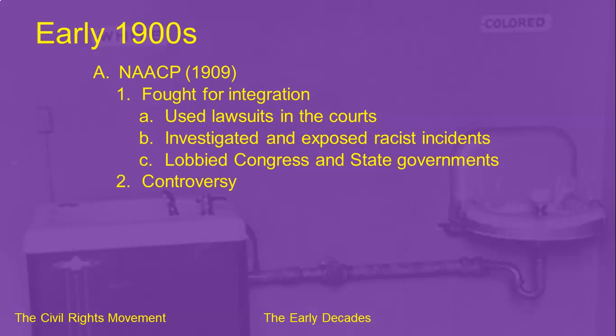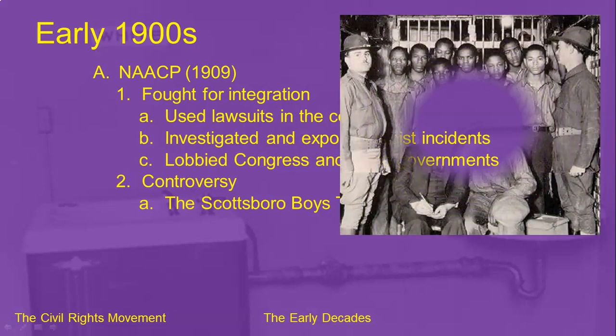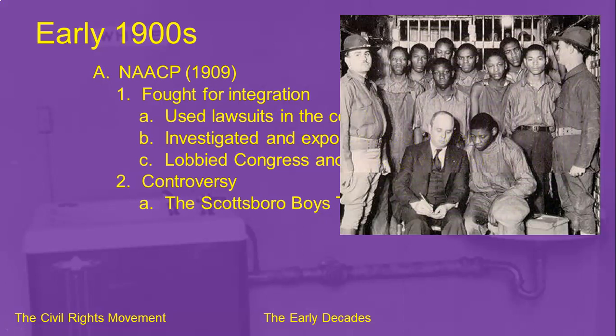Now, the NAACP is not without controversy. The NAACP is criticized during this early part of the 1900s by the African American community because oftentimes it will pick and choose the court cases it will take up. One of those big controversies was in the 1930s, a group called the Scottsboro Boys. The Scottsboro Boys were a group of African American teenagers in the 1930s during the Depression.